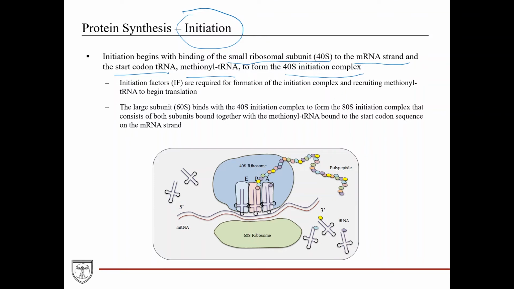So then you have initiation factors, which are proteins that bind to the mRNA. They're analogous to transcription factors during transcription. So they bind to the mRNA and they help facilitate formation of this initiation complex, and also help facilitate recruitment of that methionine tRNA to begin translation. So then the large subunit comes in and binds, like we said, and that forms the 80S initiation complex, which consists of both of these subunits and then the mRNA and then the start codon bound to the methionine tRNA.